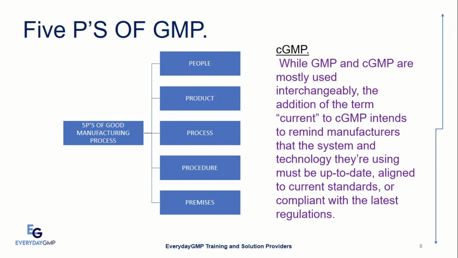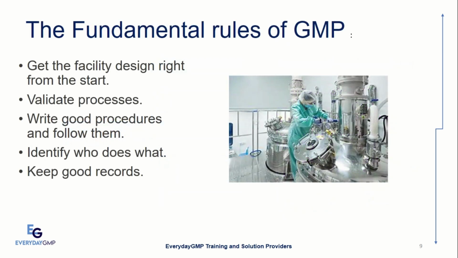5 P's of GMP. cGMP. While GMP and cGMP are mostly used interchangeably, the addition of the term current to cGMP intends to remind manufacturers that the system and technology they're using must be up to date, aligned to current standards, or compliant with the latest regulations.